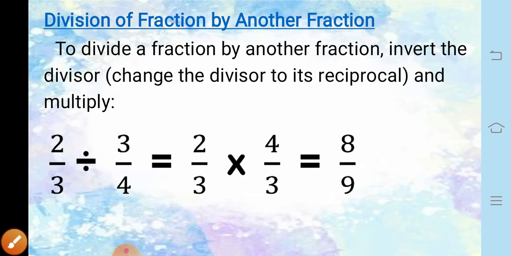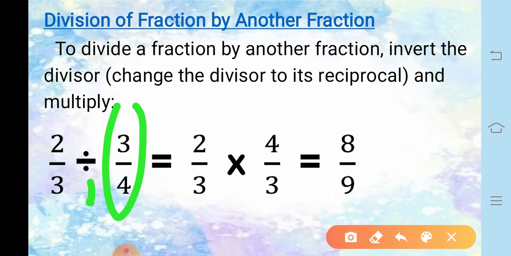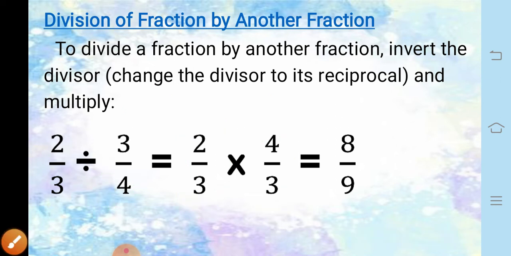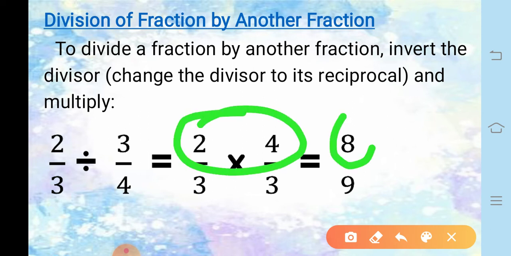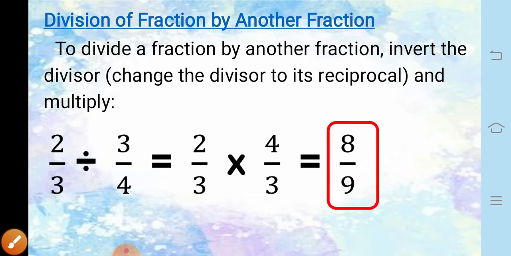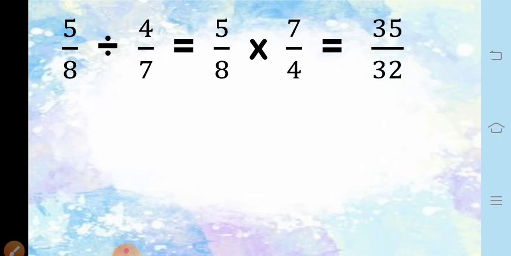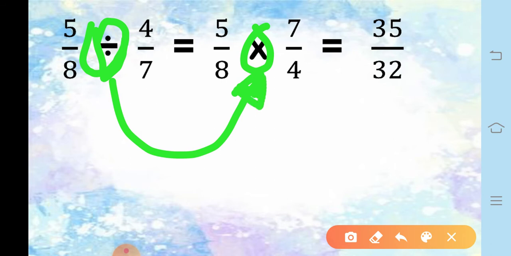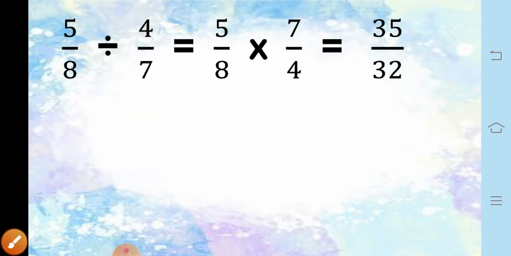So we get that 2 over 3 divided by 3 over 4 is equal to 2 over 3 times 4 over 3. This 4 over 3 is the reciprocal of 3 over 4. So we get 8 over 9 kasi nga 2 times 4 is 8, and then 3 times 3 is 9. So we get the final answer of 8 over 9. Next is 5 over 8 divided by 4 over 7. So 5 over 8 times, kasi nga we change the operation into multiplication. And then the reciprocal of 4 over 7 is 7 over 4. And then proceed to multiplication. So we get 35 over 32.